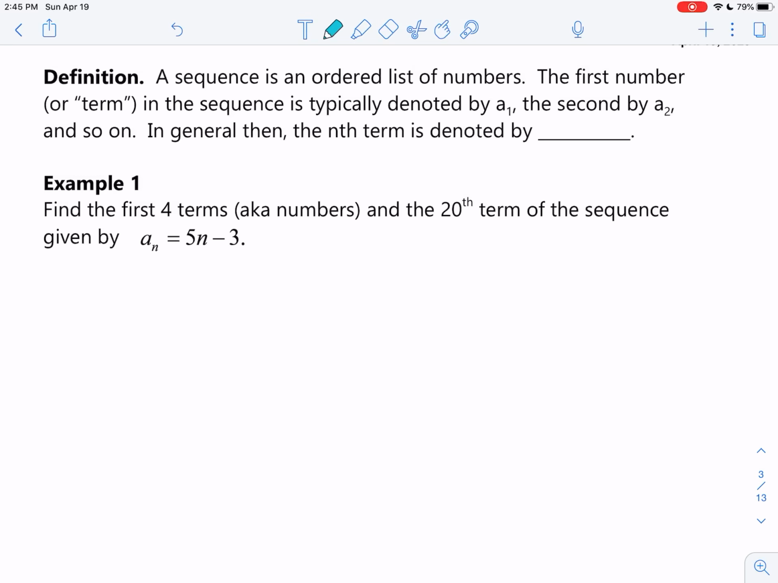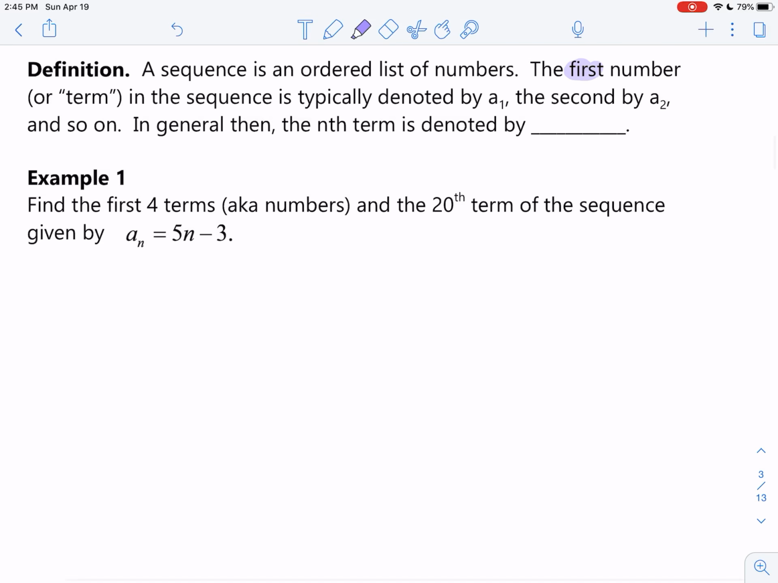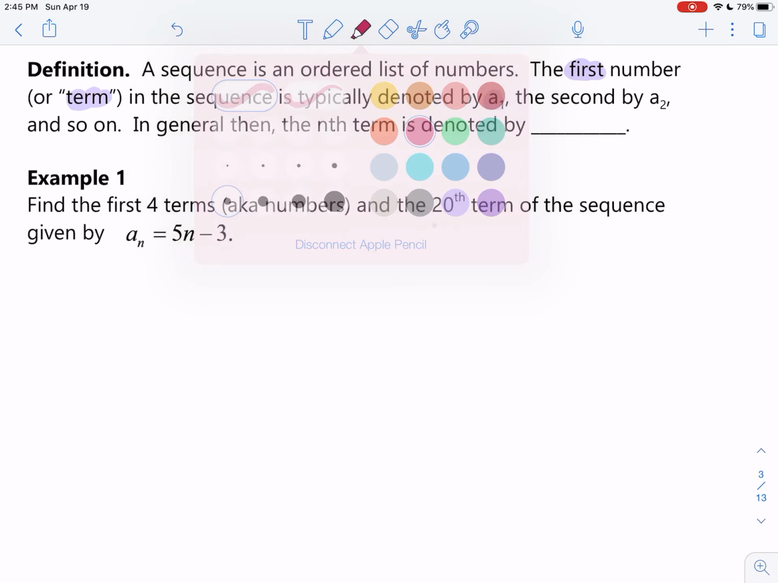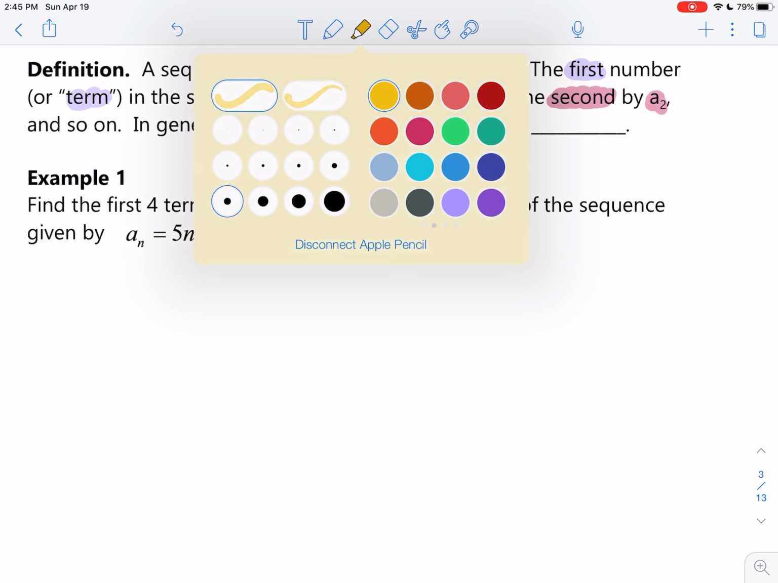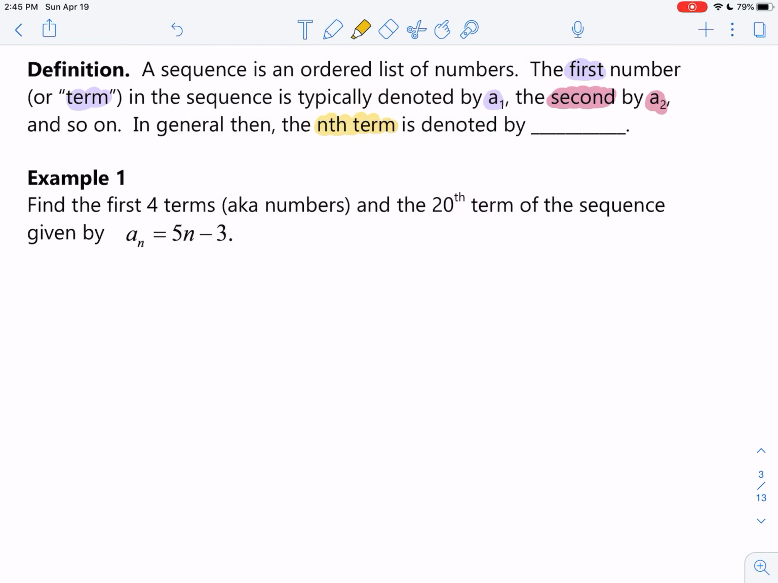So a sequence is an ordered list of numbers. The first number or first term in the sequence is typically denoted as a sub 1. So in English, we would say the first term. In math, we would call that a sub 1, so like a subscript of 1. Okay, in English, we would say second term. In math, we would denote that as a sub 2. Okay, so those are equivalent. The nth term, then, is denoted by a sub n. Okay, so the 5th term, we would write it as a sub 5, the 100th term, a sub 100, so on and so forth.